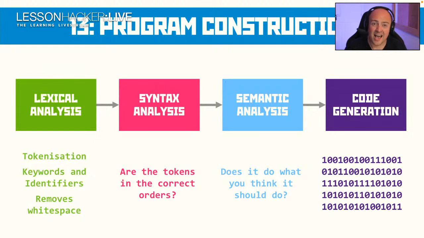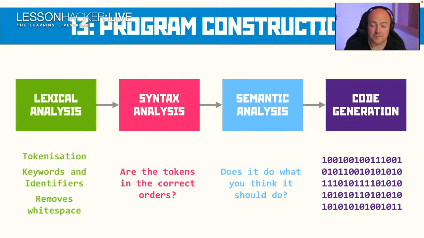You also need to understand how code is turned from code into machine code. And there's these four basic steps. The first one is lexical analysis that takes all the words and separates them into individual tokens, so separate blocks for each of them. It finds the keywords and identifiers and removes the white space. That's then passed on to the syntax analysis, which checks to make sure that the tokens or the words are in the right order.